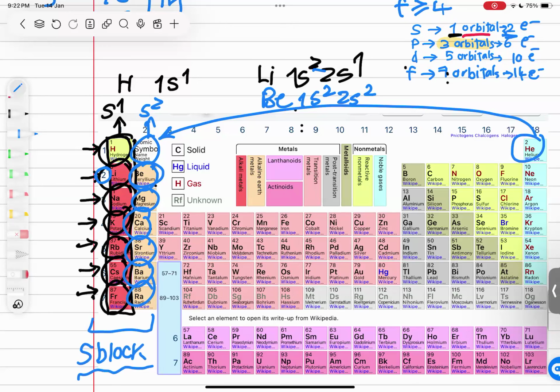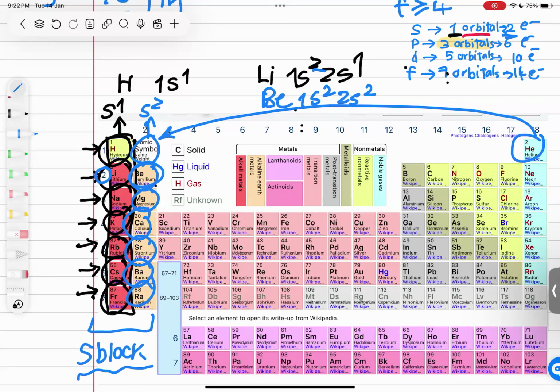This is not something that I invented. I did not invent this method, I just used it because he will ask you in the exam what is the name of this block. It's called the s block. Why? Because all the elements inside it have a configuration that ends in s1 or s2.